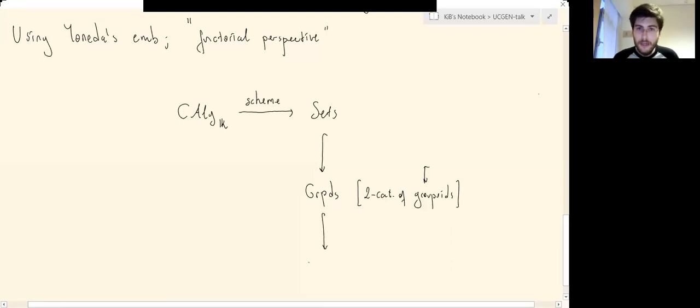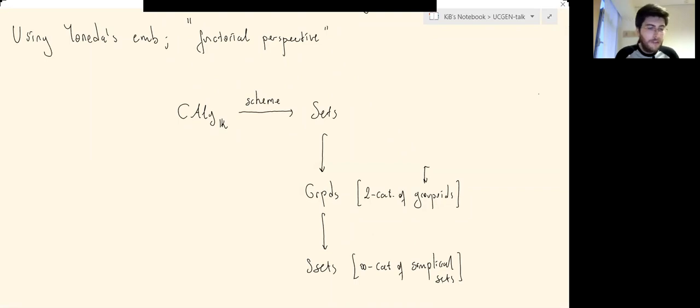And also we can define simplicial sets. This is called the infinite category of simplicial sets. Why infinite category? Because now you have more higher structures. Now you are allowed to have notions like morphisms between morphisms, or morphisms between morphisms between morphisms, and like this. And so let me write it down.